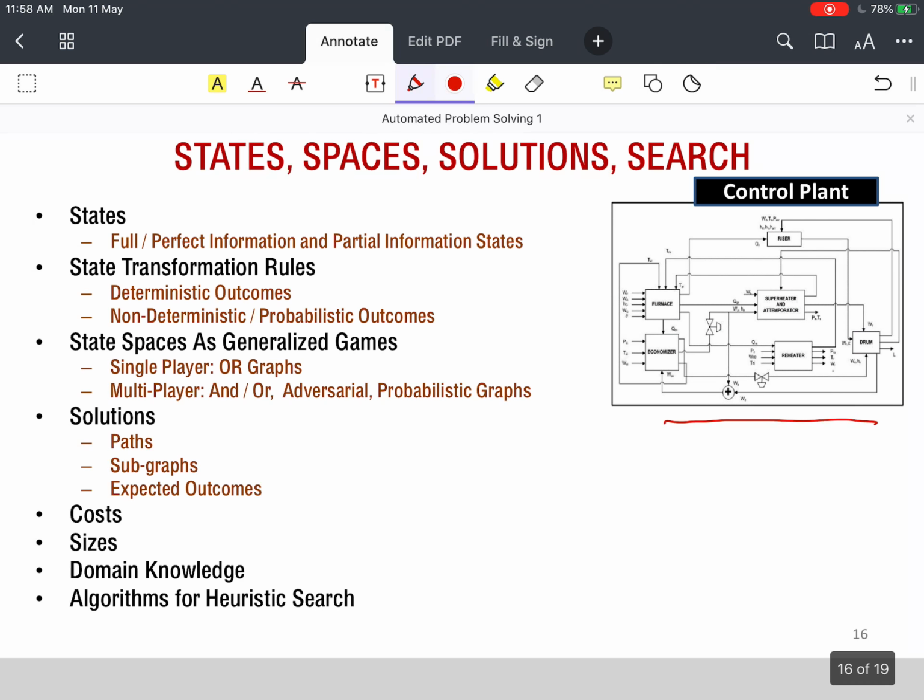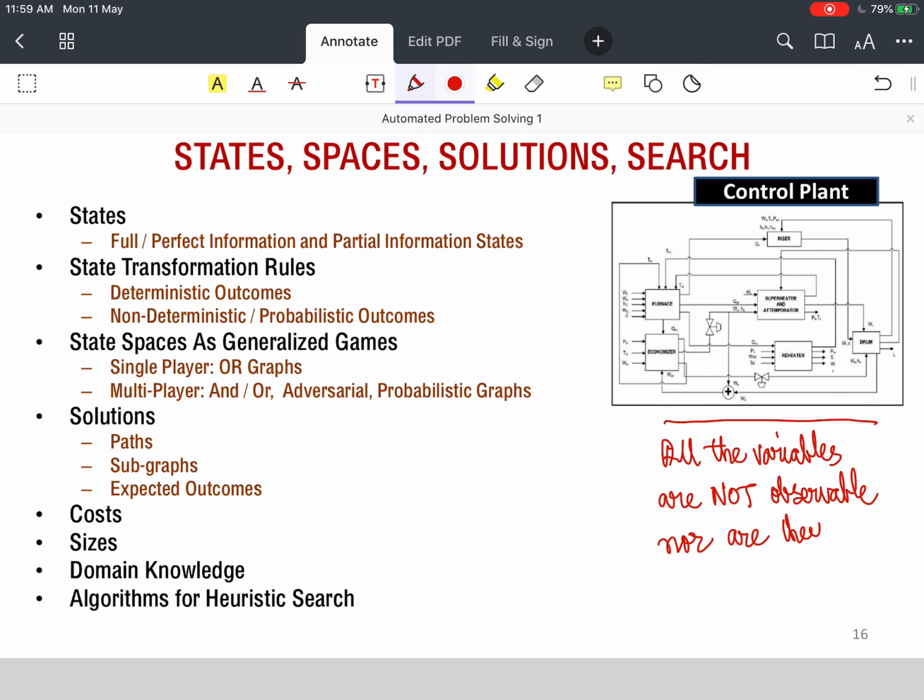Let us come to this control plant. This control plant has got a set of variables. All the variables in this control plant are not observable, nor are they controllable. So they are neither observable nor controllable.